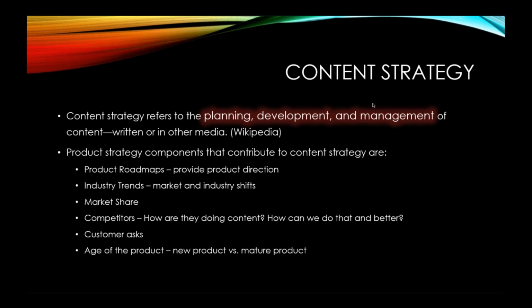Product strategy components and how they contribute to content strategy. For example, product roadmaps will tell you the product direction and hence the kind of content you should be writing for when describing the product direction. Industry trends, industry shifts: how is the market shaping up? How do you convey this to your user? You have to create content that supports some of these arguments.